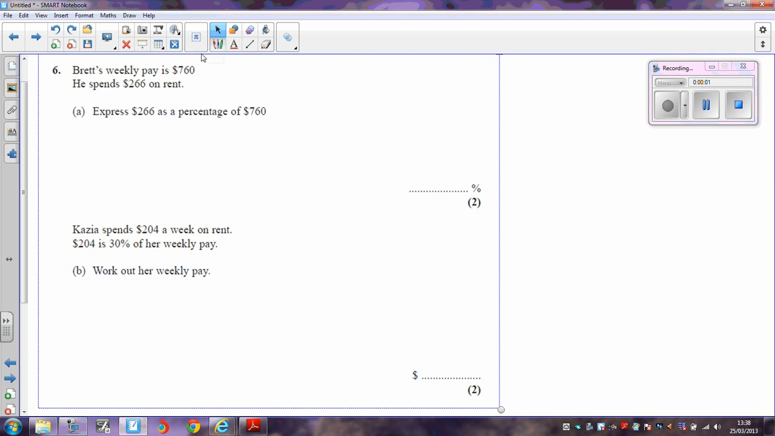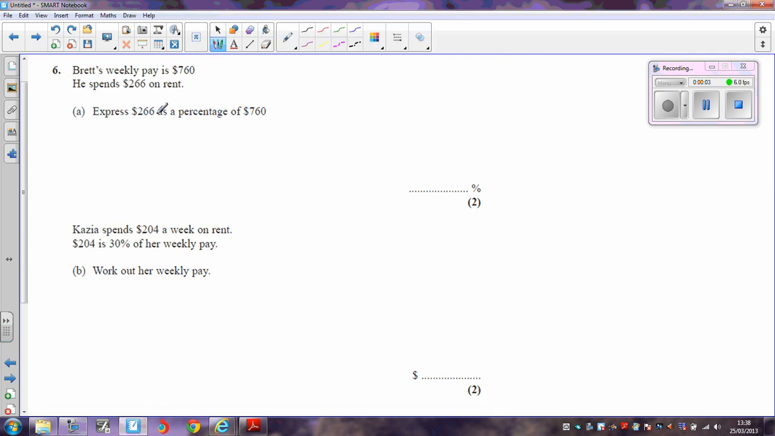I often find with questions like this, where it says express one number as a percentage of the other, it helps to think of the word percentage instead as a fraction. What percentage is 266 of 760? And you'll realize then the fraction is just 266 760ths.